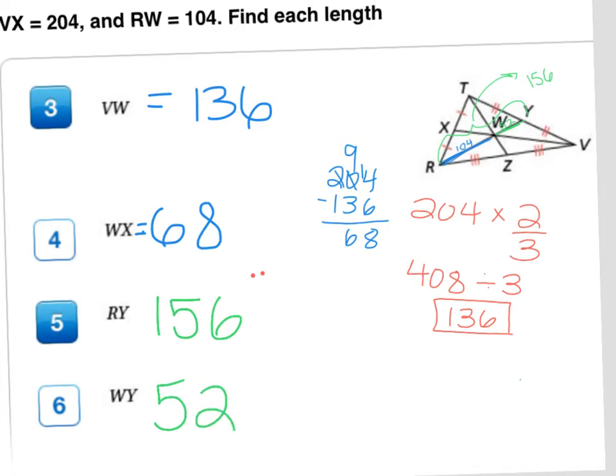Wait, how did you get 52? It's half of 104. So I got given the 104. The 104 is the 2/3. To get 1/3, I just cut it in half.